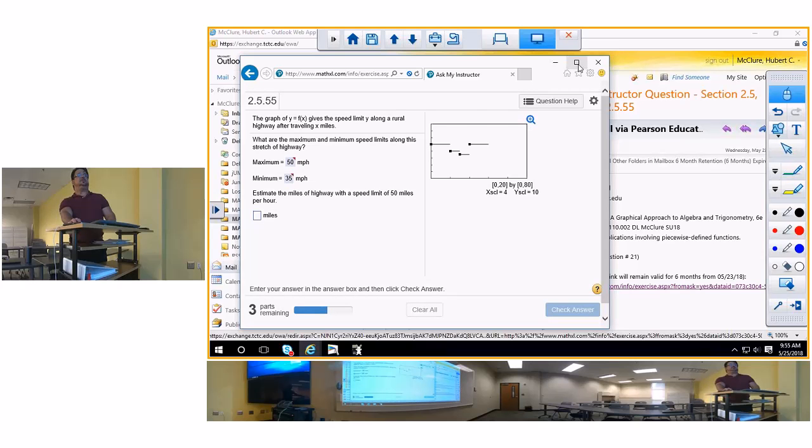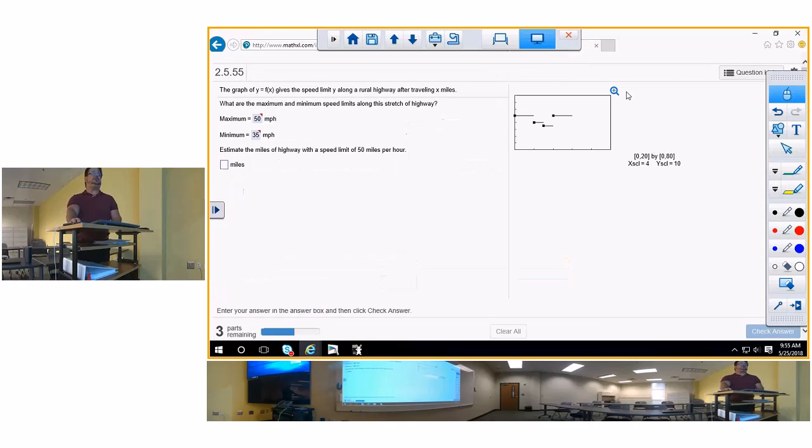This is a piecewise function. I don't do a lot of piecewise functions on the test, but let's see what it says. It says the graph of y equals f of x gives the speed limit y along a rural highway after traveling x miles. So after traveling so many miles, you drop down to this speed, and then you drop down to this speed, and then right here, you speed up. Okay, that's what it's saying. What are the maximum and minimum speeds along this stretch of highway?